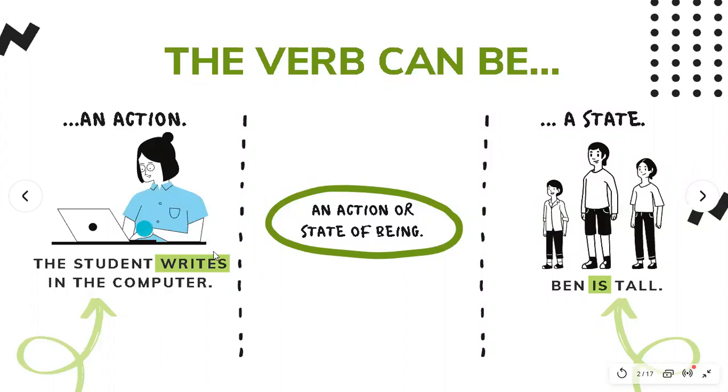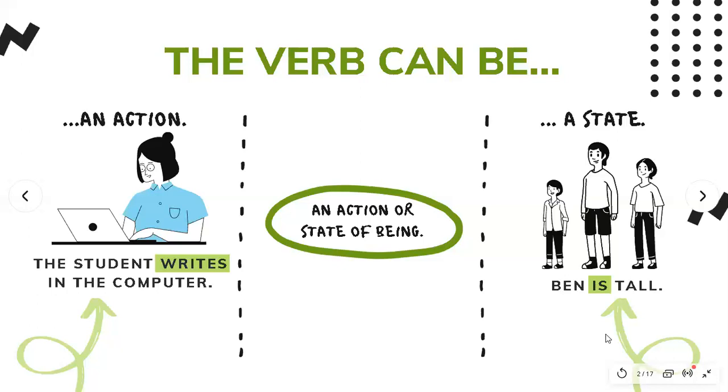Entonces aquí este verbo está demostrando que hay una acción, algo activo que el estudiante está realizando. ¿Y qué es la acción realizada? Writes. Or it can also be a state, right? And what is a state? For example, Ben is tall. Is Ben doing anything? No, right? So a state means that the verb is describing something or someone.